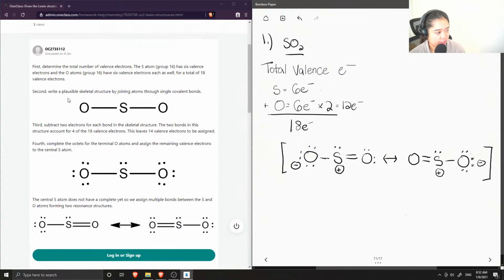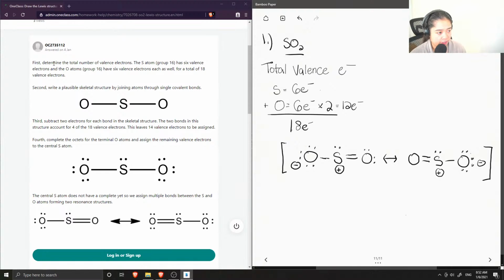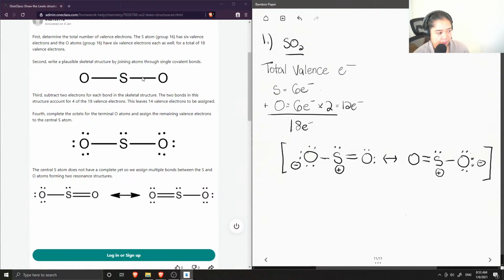So the junior tutor said to first determine the total number of valence electrons. The sulfur atom in group 16 has 6 valence electrons, and the oxygen atoms in group 16 have 6 valence electrons as well, for a total of 18 valence electrons. Second is to draw a plausible skeletal structure by joining atoms through single covalent bonds. Third, subtract 2 electrons for each bond in the skeletal structure. The 2 bonds in this structure account for 4 of the 18 valence electrons. This leaves 14 valence electrons to be assigned.